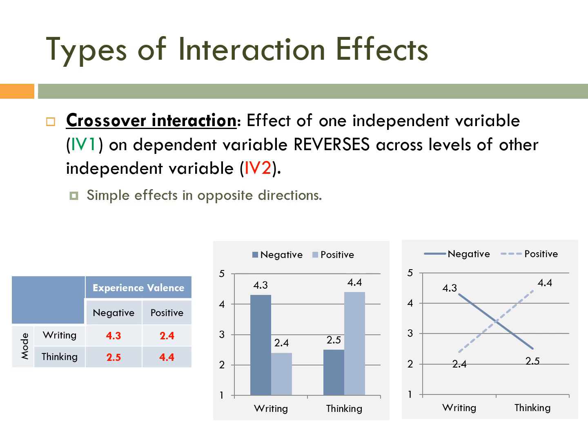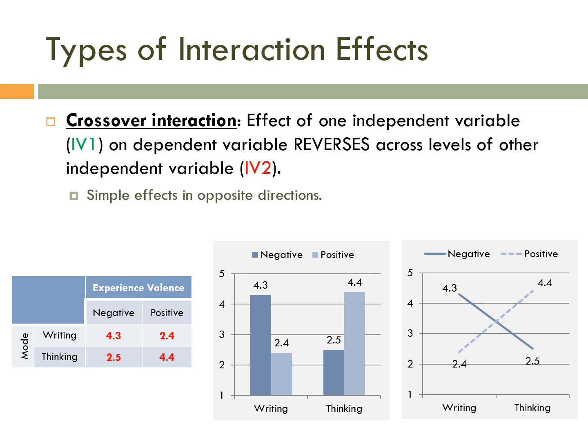And we visualize this in a bar chart. You can see the 4.3 versus the 2.4 within writing, whether it's a negative or positive experience. And you can see the 2.5 versus 4.4 within the thinking, when you're comparing a negative versus a positive experience. And then you can put this in a line graph and see that when you are crossing from the 4.3 within a negative experience, the negative is the solid blue bar.